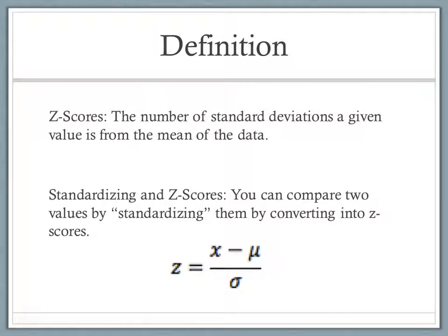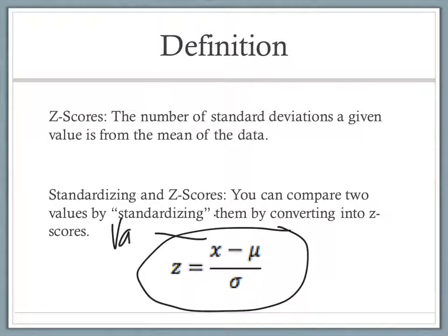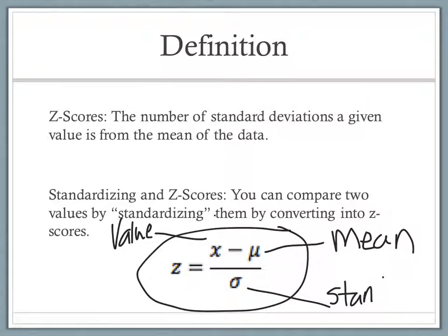So our formula for z-score is right here. z equals x, that's our value, what we're trying to look at. This little u stands for the mean or the average. And this little symbol, which kind of looks like an apple, is standard deviation. They'll give you those values, and you have to compute the z-score.